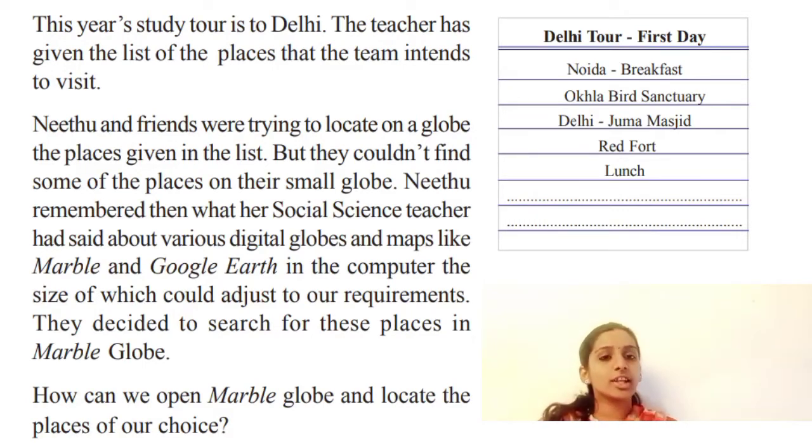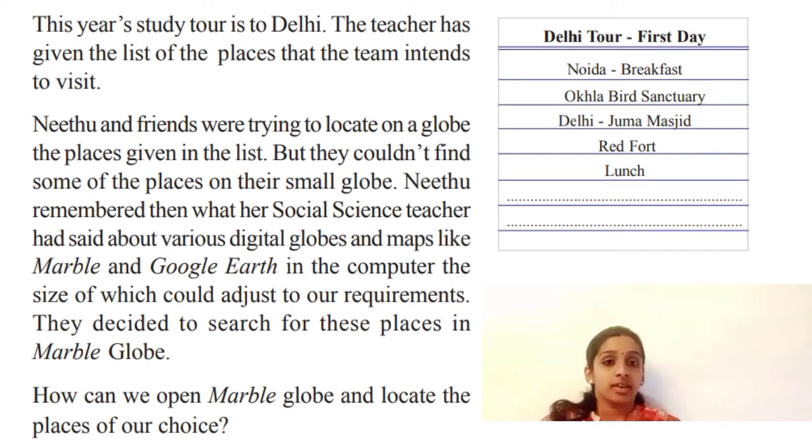And what is the difference between a digital globe and a manual globe? Yes, we can adjust the digital globes in our computer according to our requirements. We can zoom in and zoom out, we can go to the places, and we can search by name. We can search by continent, we can search by country, etc. So it is very easy to find a specific location in our digital globe and digital maps.